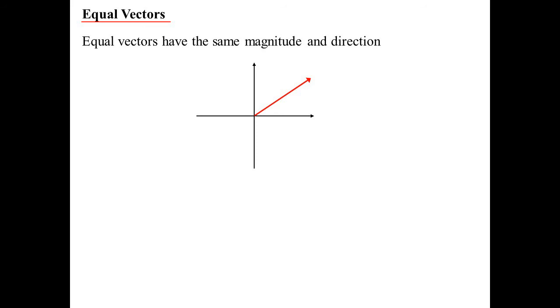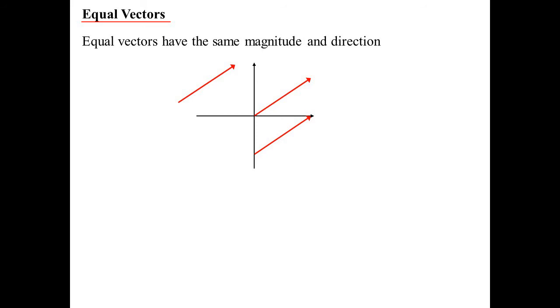Equal vectors basically are vectors that have the same magnitude and direction. So there's a particular vector, that one would be equal to it. So would that one. I could draw infinitely many vectors that are equal to it.